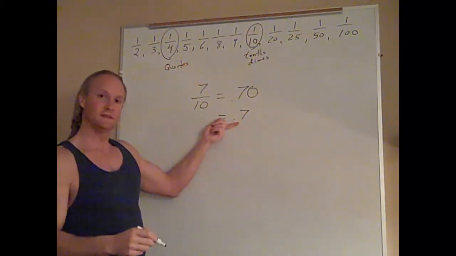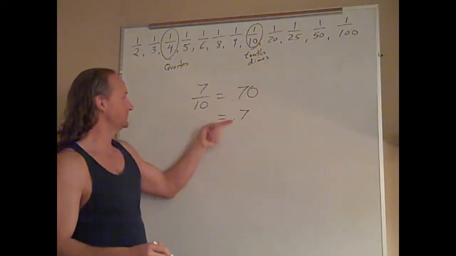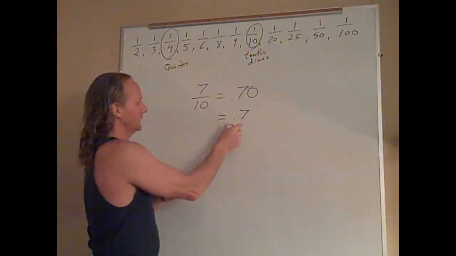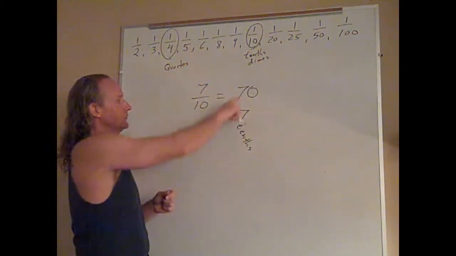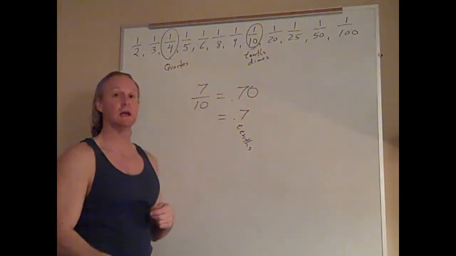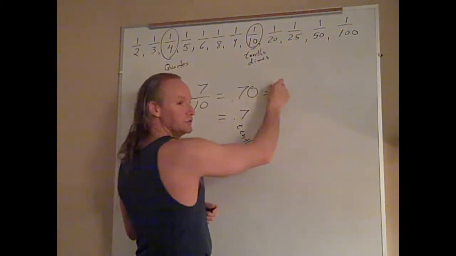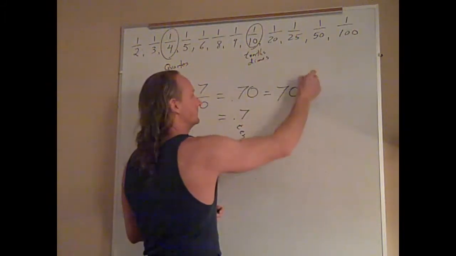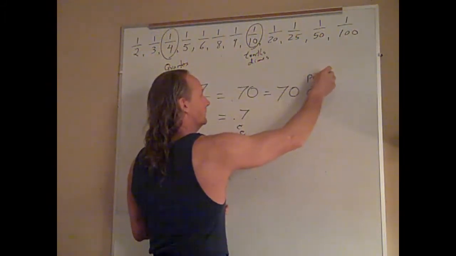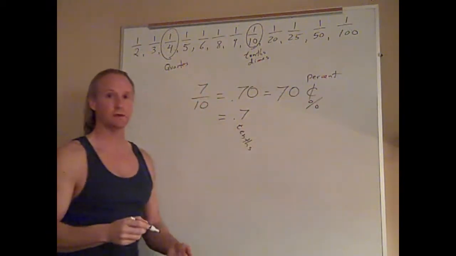But if I write it like this, when we read this decimal properly, we don't read it as 0.7, we read it as 7 tenths because the 7 is in the tenths place. Just like we could read this as 70 hundredths. And another word for hundredths is percent, or cent for short. All of these are mathematically equivalent.